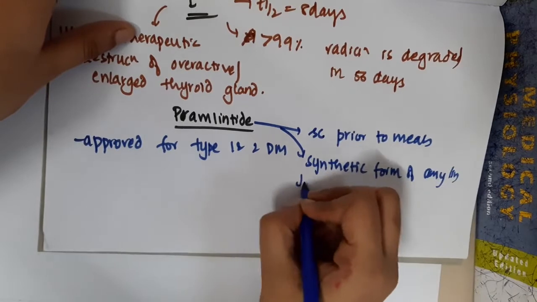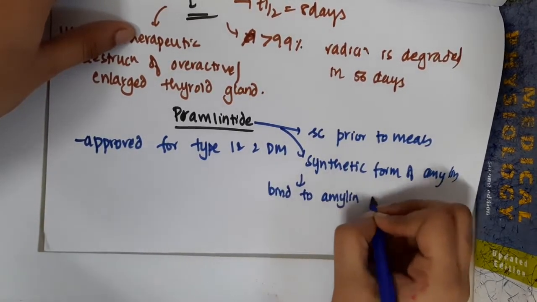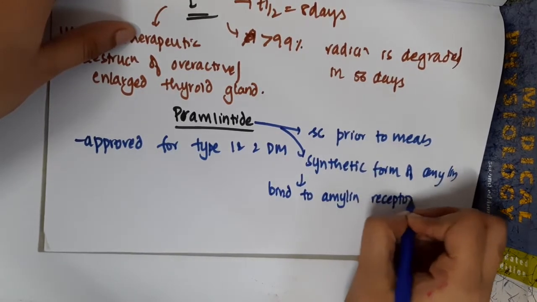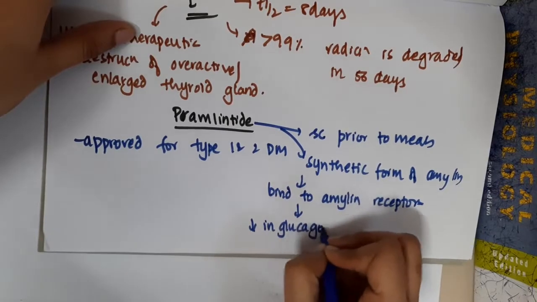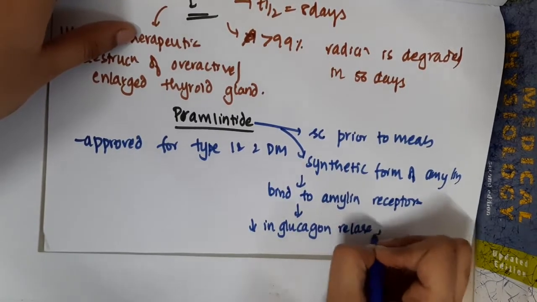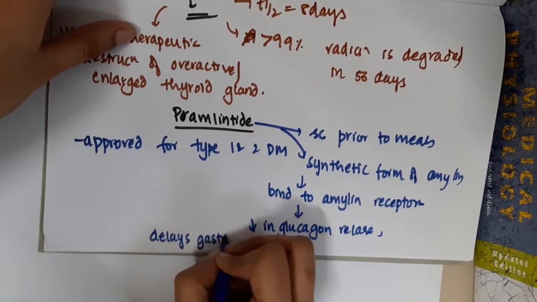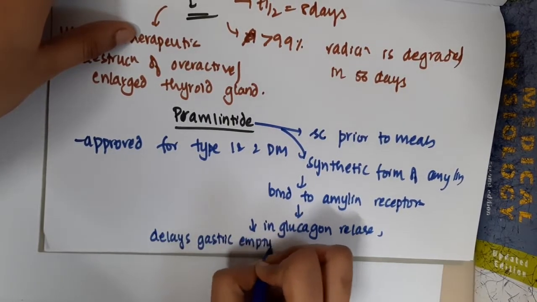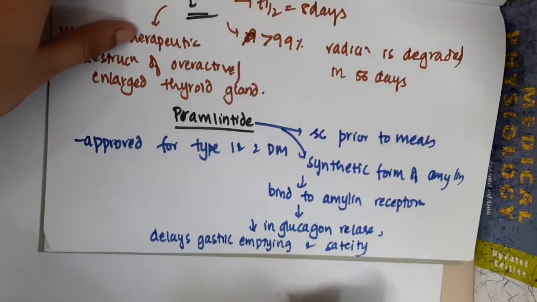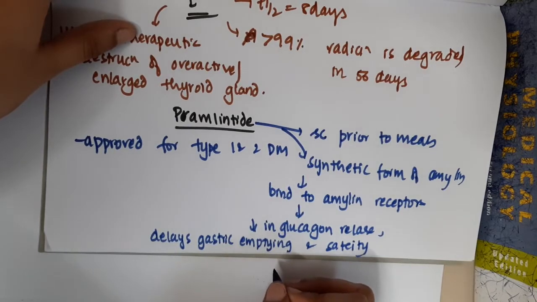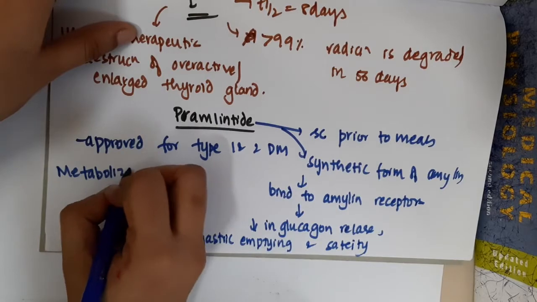It binds to amylin receptors and thus it causes decrease in glucagon release, delays gastric emptying, and causes satiety. It is metabolized by the kidney.